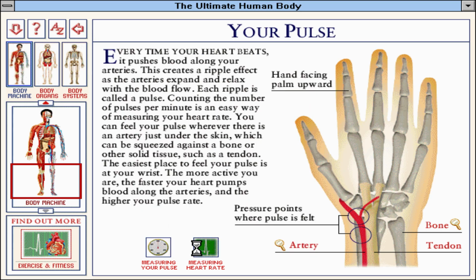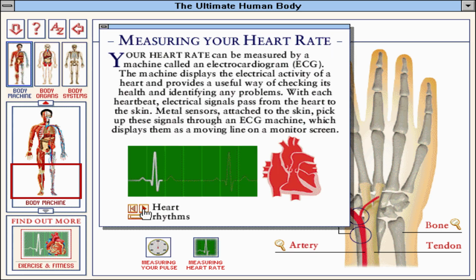Measuring your heart rate. The line on the screen makes the same pattern many times over. Each pattern represents one heartbeat. The first peak in the pattern is displayed as the upper heart contracts. The largest peak is displayed as the lower heart contracts. And the last peak appears as the lower heart relaxes again.